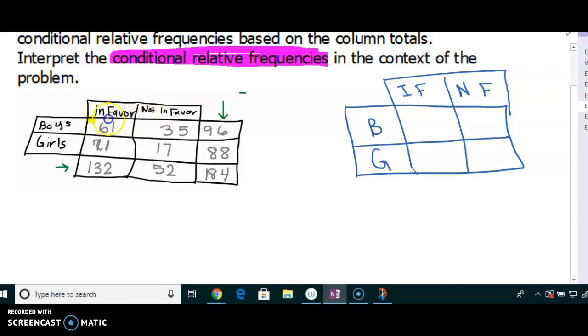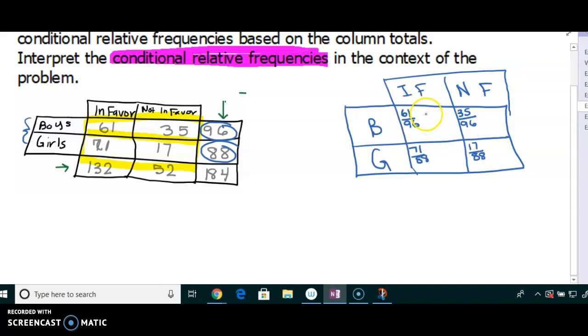Okay, so these middle columns right here, the joint frequencies, I am going to keep those numbers. So, and I'm going to put it in the corner because we're going to do something with it. 35, 71, 17. Okay, and I'm looking more at boys or girls, okay? So when I'm talking about boys, remember there's a total of 96 boys, okay? So 61 out of 96 of the boys were in favor, 35 out of the 96 were not in favor, okay? And then girls, there were 88. So 71 out of the 88 girls were in favor, and 17 out of the 88 were not in favor.